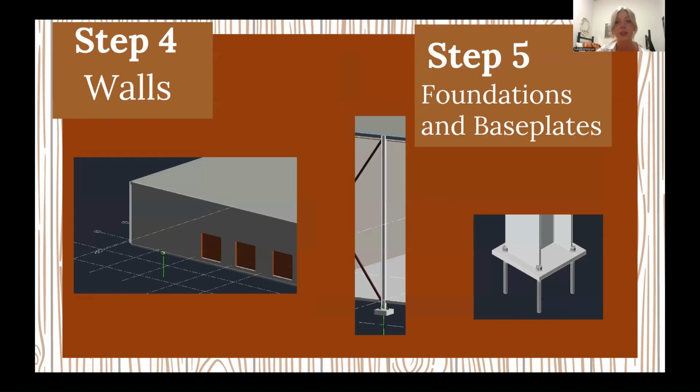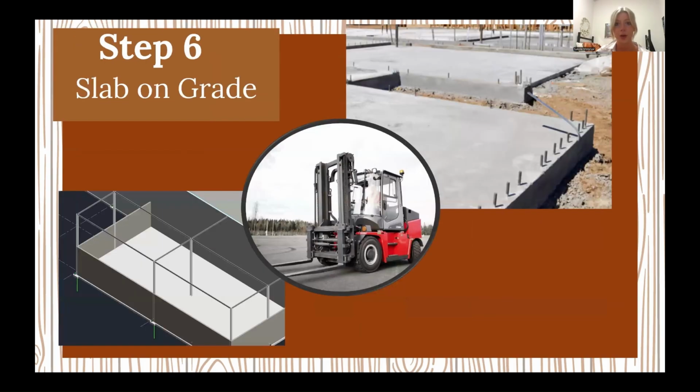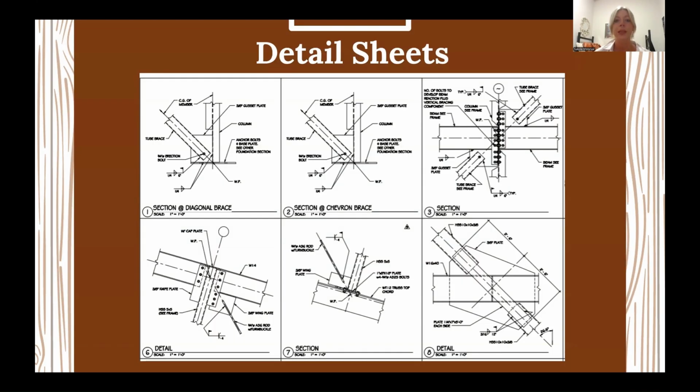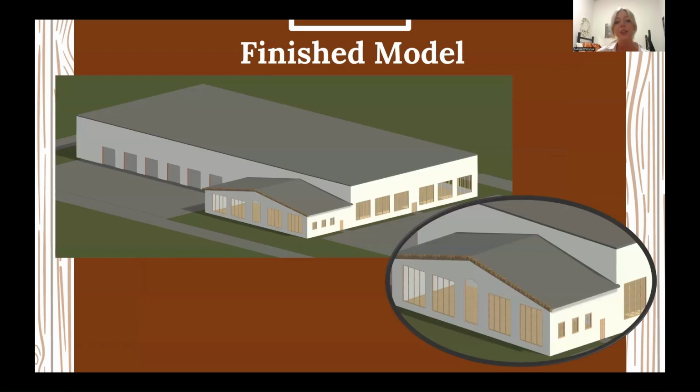Here's some other ones, such as the base plates. Here's a slab on grade. And here are all of our decking materials. Lastly, we had to make detail sheets. These close-up drawings show exactly how the individual connections are made. The 3D model tells you what the building looks like, but the detail sheets tell the contractor how to build it. And here's our finished model.